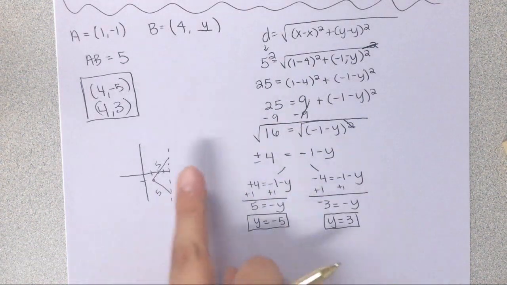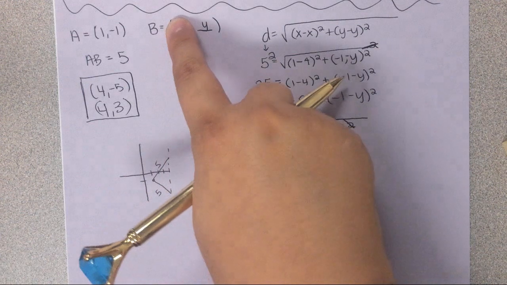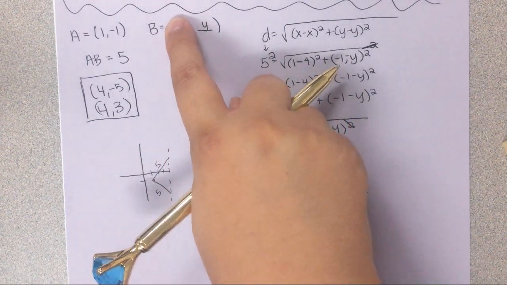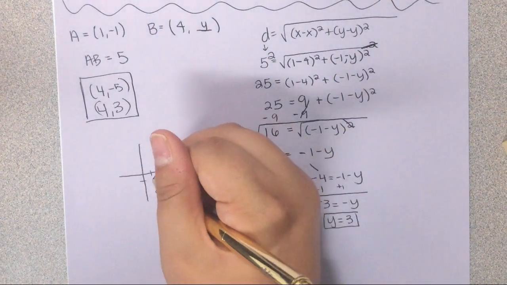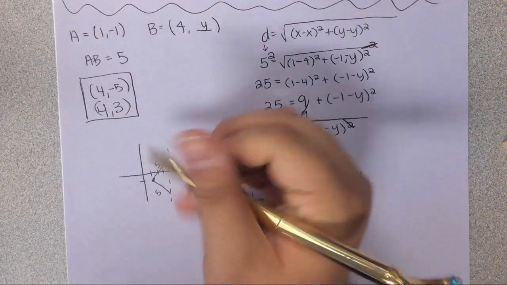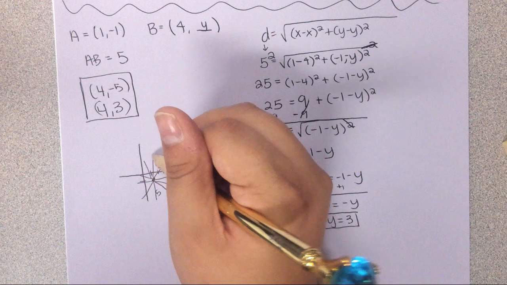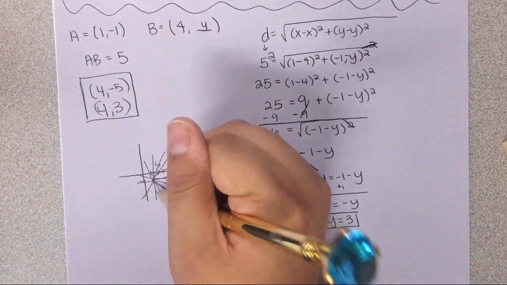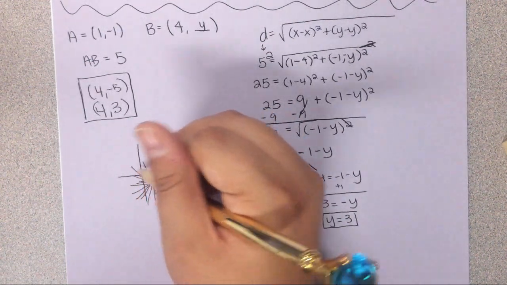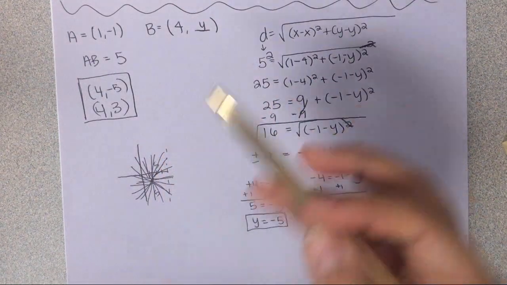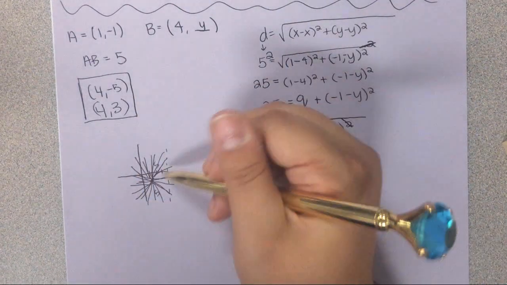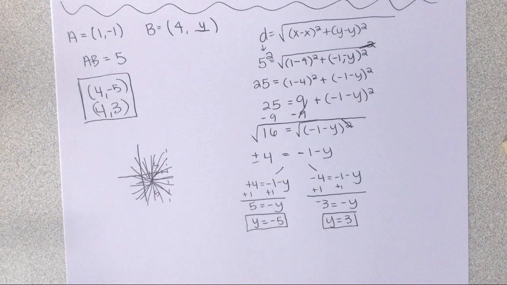Because technically, if I didn't know this was 4, how many possible points could be 5 away from this point right here? Infinite. Couldn't it go infinitely? What does it end up making? A circle. There are technically an infinite amount of points 5 away from that point. But because I knew it was at 4, I knew only 2 of them touched there. Okay, I'm going to give you about a minute to write that down. Go.